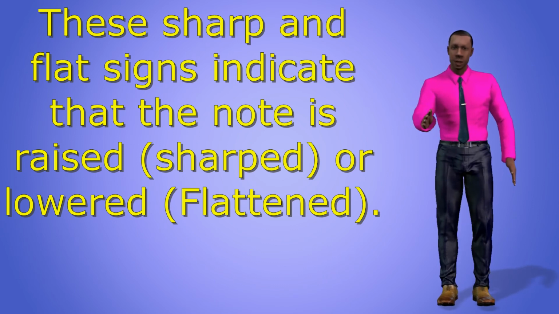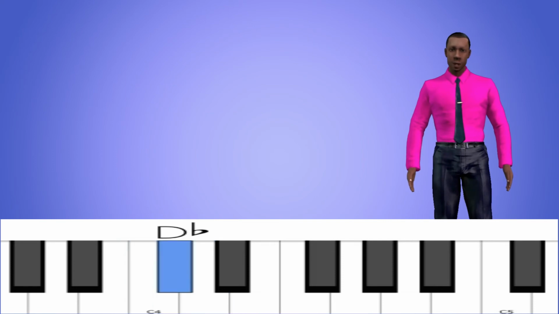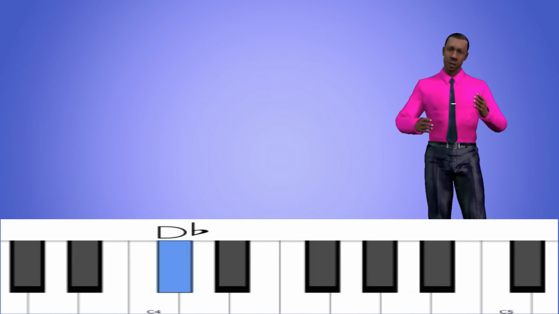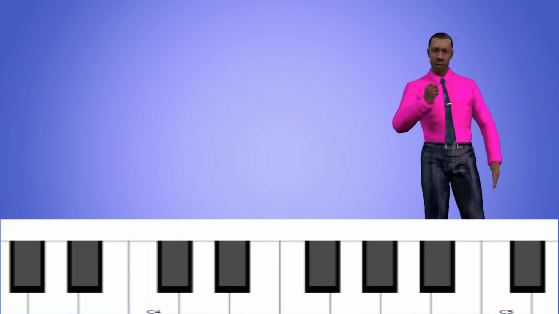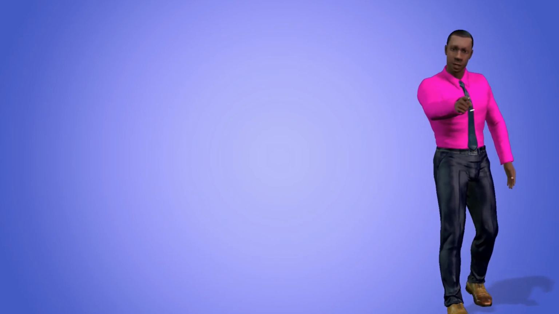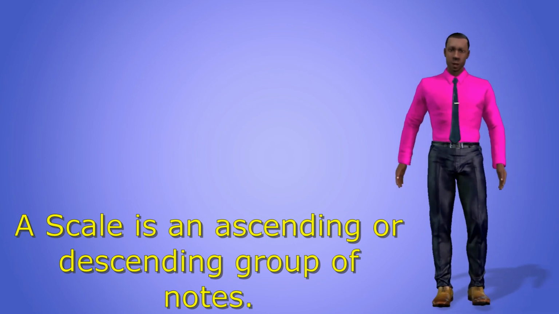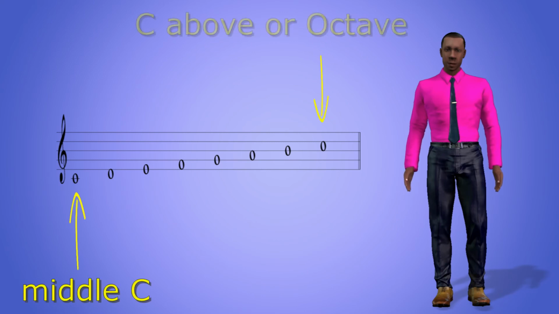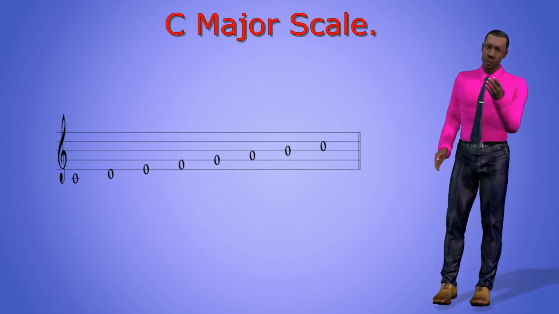The black key that lies between C and D on a piano can be called either a C sharp or a D flat. It lies a half step above C and a half step below D. Now, to understand the difference between a whole step and a half step, we will look briefly at the C major scale. A scale is an ascending or descending group of notes. If you play all the white notes on the piano going up from middle C to the C above it, you've just created a scale, the scale of C major.